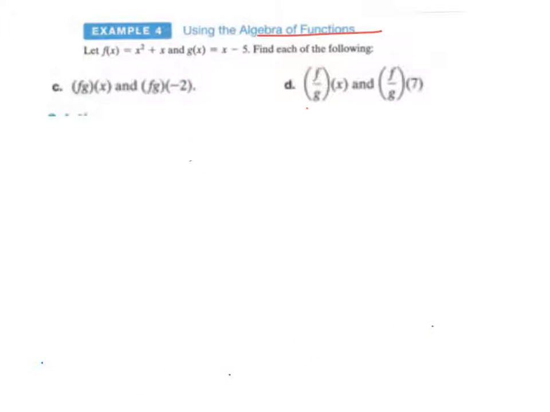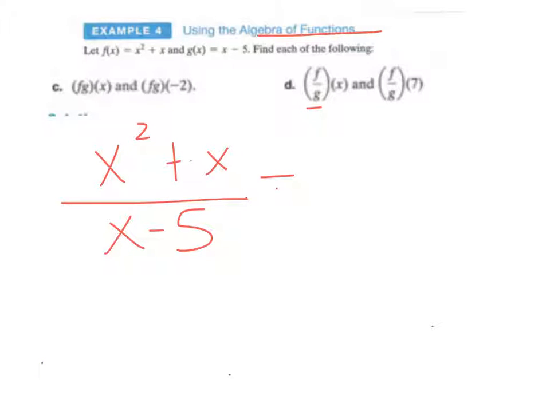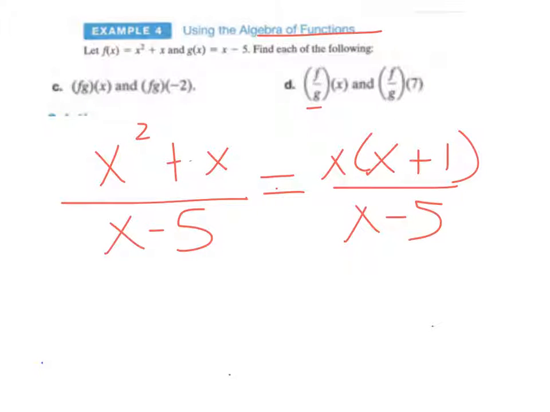So now I'm going to do division. I'm going to put my function x squared plus x, that's the f function, over the g function, which is x minus 5. And to do this, I need to factor. So we're going to use our last chapter. I'm going to factor out the greatest common factor, which is x, and then x plus 1 over x minus 5. And so there's my answer.